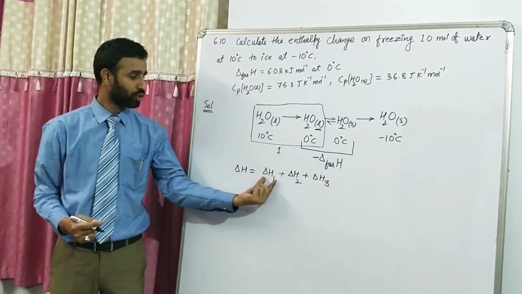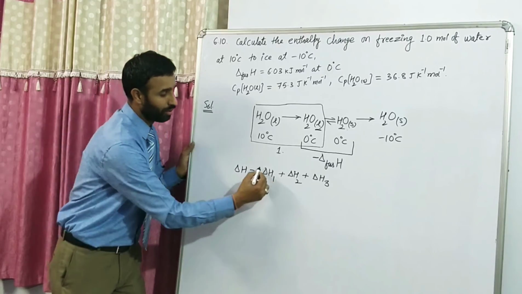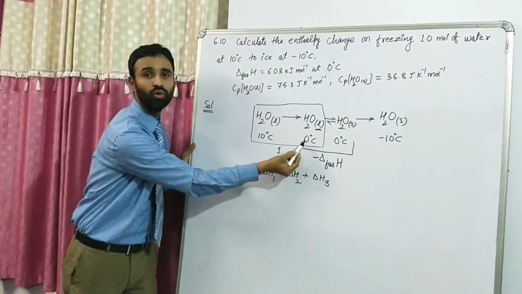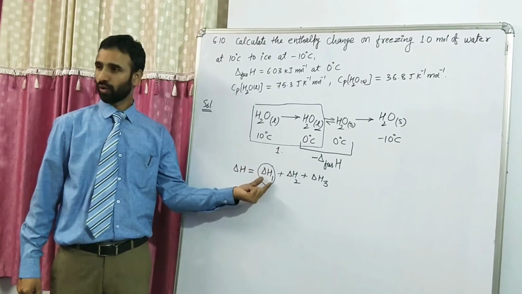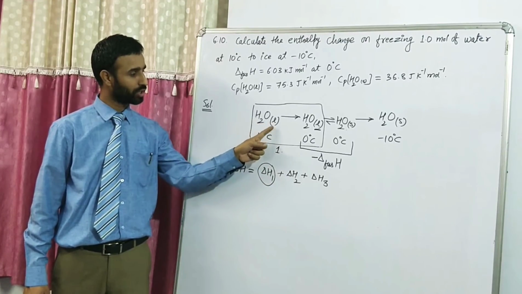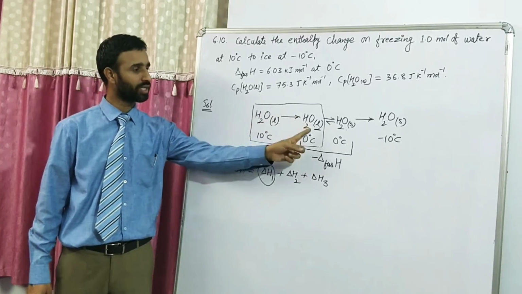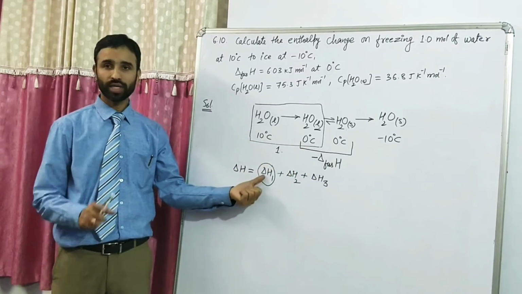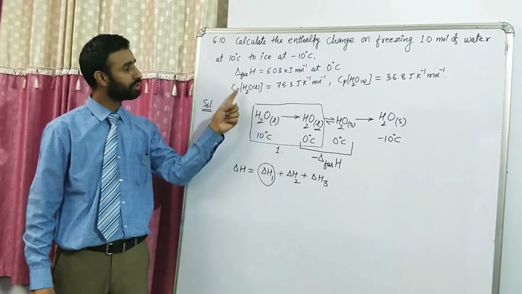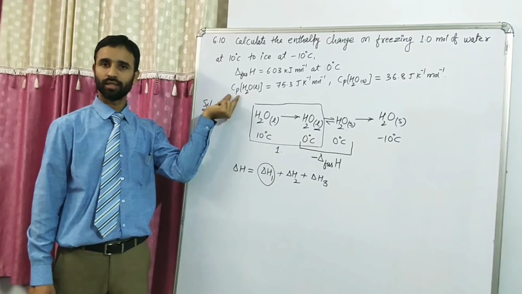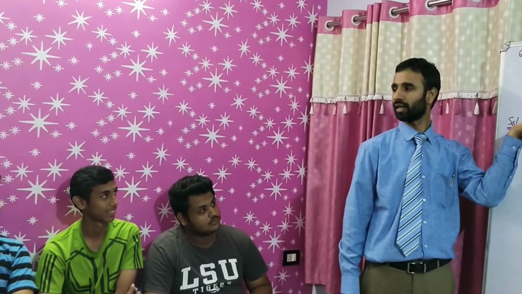Now delta H1 is the enthalpy change when H2O liquid at 10 degrees Celsius is converted into H2O liquid at 0 degrees Celsius. But delta H1 is not given to us. What is given? Cp of H2O liquid. Now what is Cp? That is heat capacity at constant pressure.